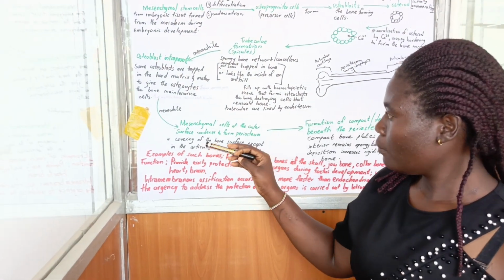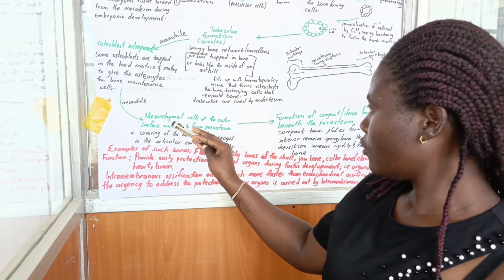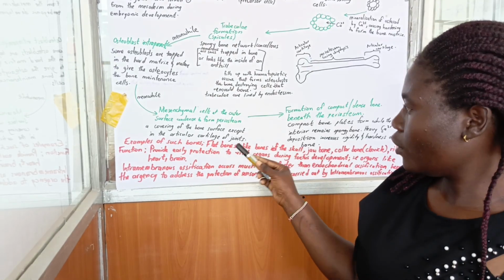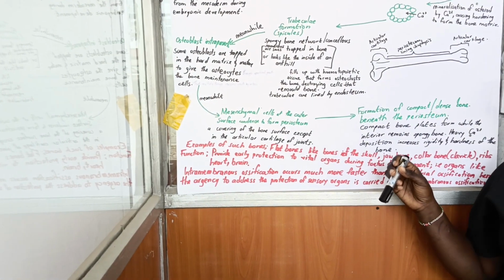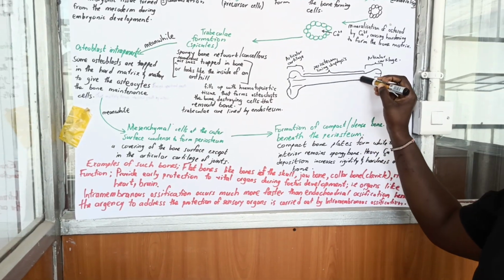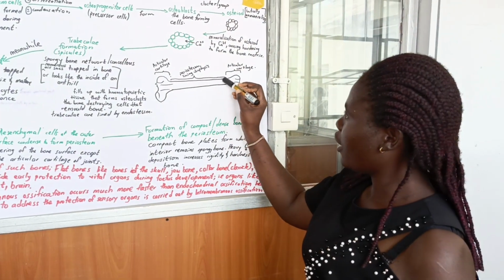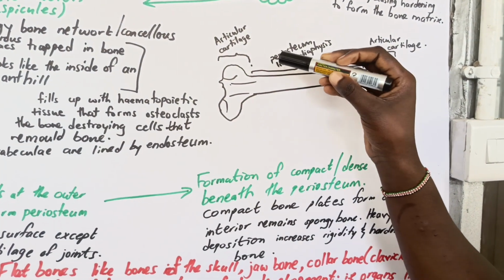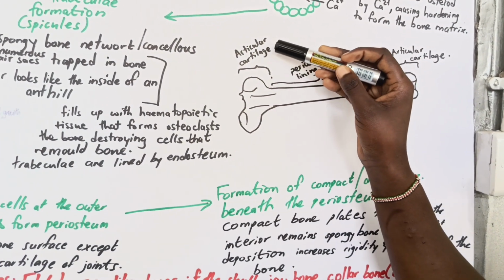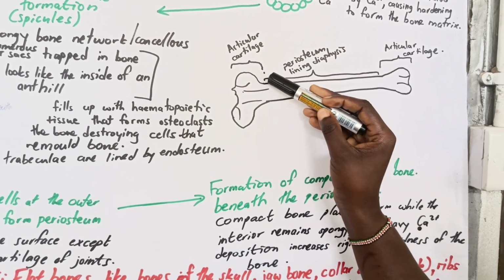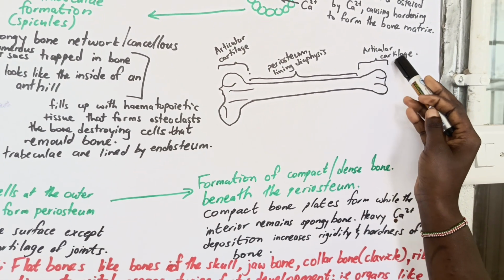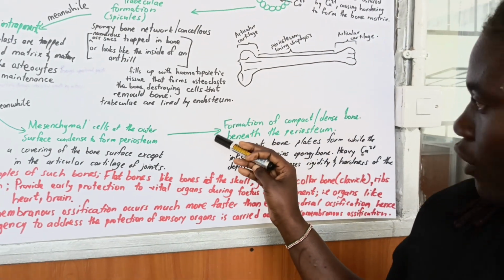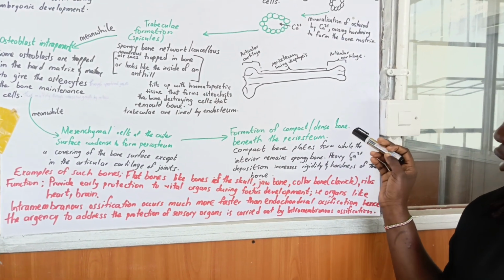I'm going to talk about how mesenchymal cells at the outer surface condense to form the periosteum, which is the covering of the bone surface, except at the articular cartilage of the joint. As we can see from this diagram, this is the area where the periosteum lining is. It doesn't attach itself at the articular cartilage. It stops here, and the rest of this part is called the articular cartilage. Then it leads to the formation of compact, dense bone.